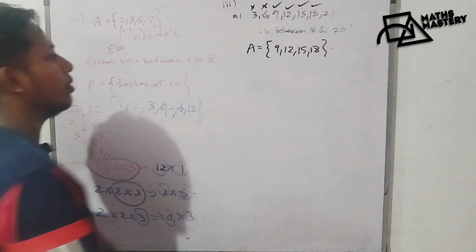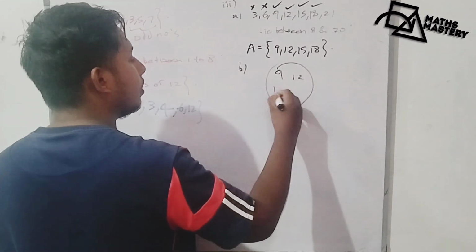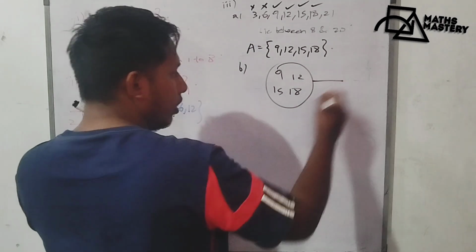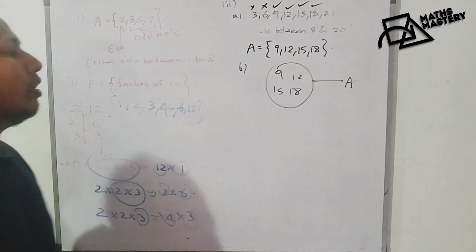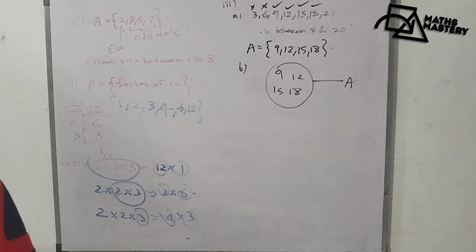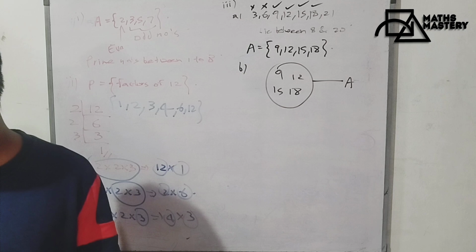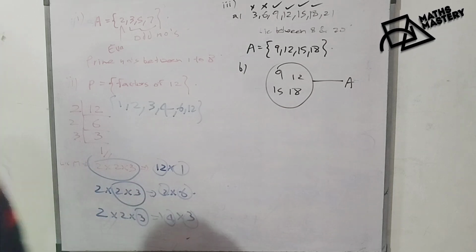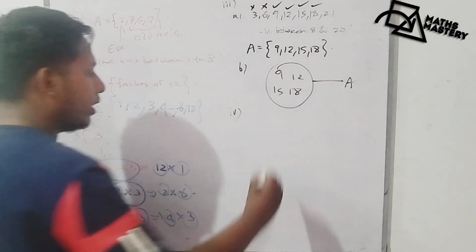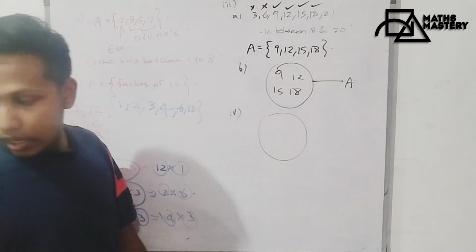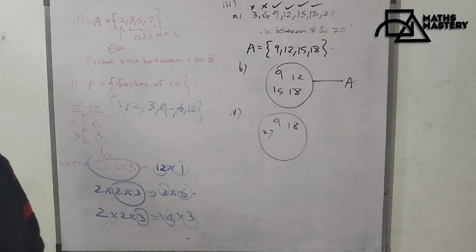Represent A in a Venn diagram. So this one, when you are representing it in a Venn diagram, it's 9, 12, 15, 18, and make sure you draw a line and mark it as A, because the set A is representing 9, 12, 15, 18. Okay, let's go to the next one. Question number 4. Write the set represented by the Venn diagrams using a common property of its elements. Roman number 1, they have already given us a Venn diagram. So it's 9, 18, 27, 36, 45.